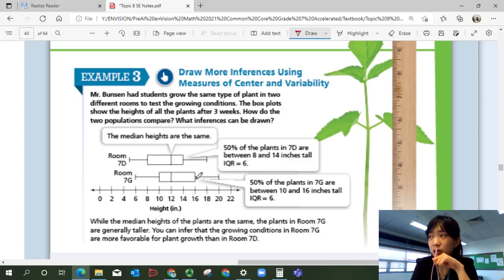The IQR is 6. So there are things that are similar. There are things that are different. So while the median heights of the plants are the same, the plants in room 7G are generally taller. You can infer that the growing conditions in room 7G are more favorable for plant growth than in room 7D. So although the medians are the same and the IQRs are the same, there may be some differences if you look at the position of the box. So it does depend on the position of the box.